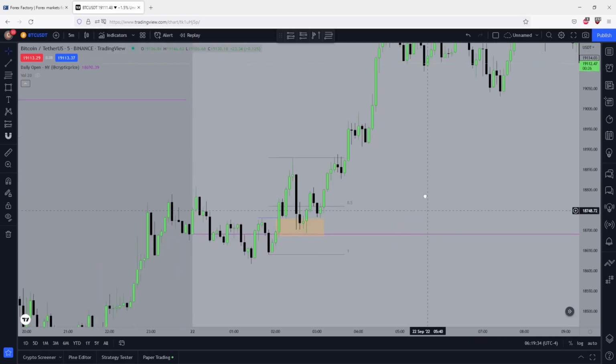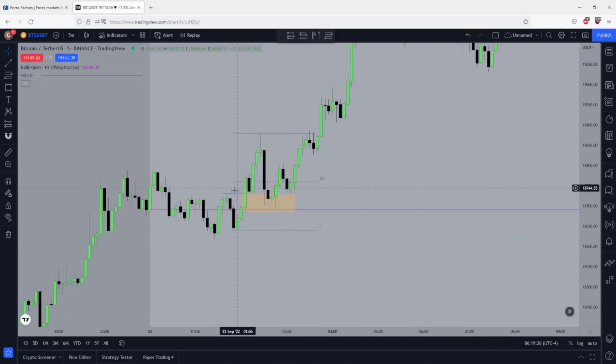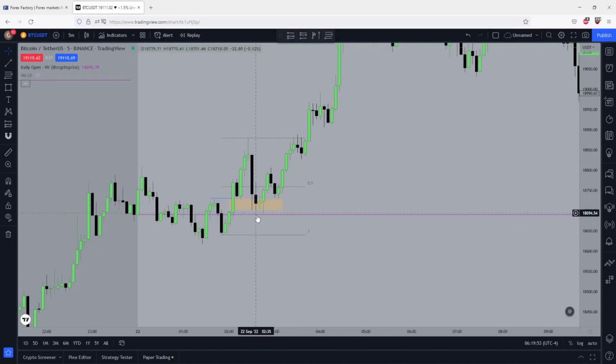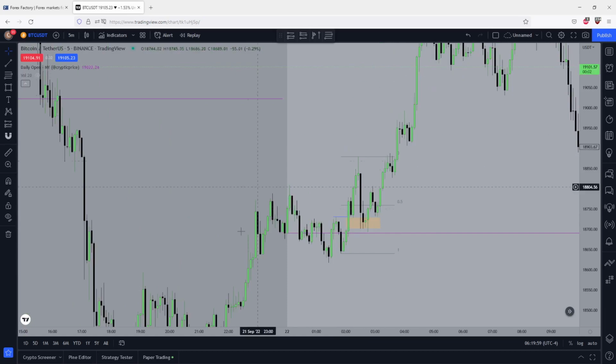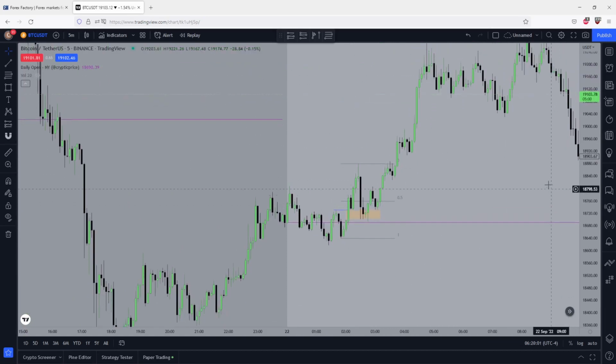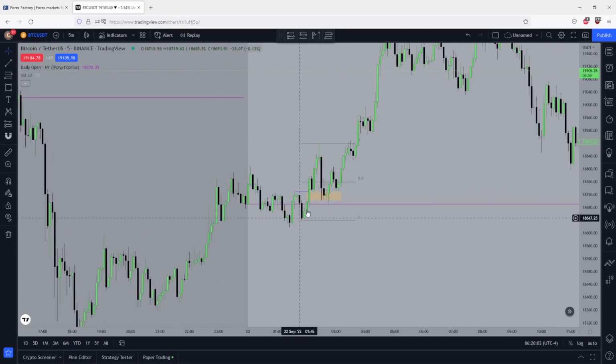So again, we have a shift in market structure, price going back down into a discount, going into a fair value gap. The fair value gap is a little bit different here, it's something like this on the 5 minute, and further it respects this order block. Very nice setup.